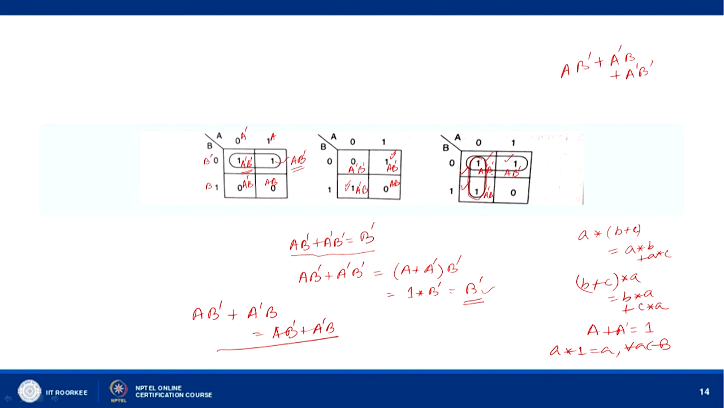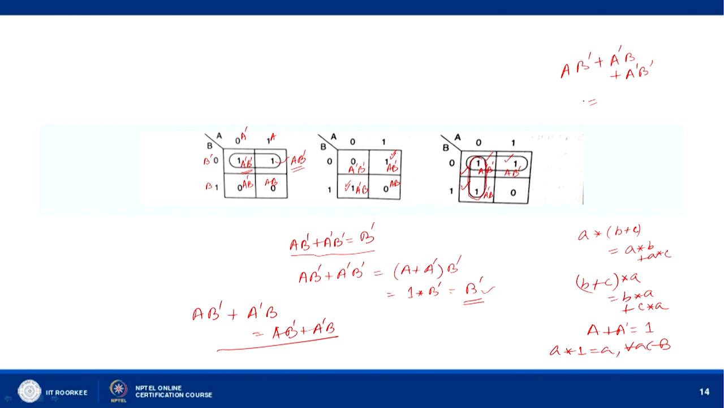Then here we see that b dash is the same in the min terms that they are representing. A is occurring here in the uncomplemented form, here it is occurring in the complemented form. So, a dash b dash, we have considered this loop, a dash b dash plus a b dash. When you find it, it will give you b dash, because a occurs in the complemented and uncomplemented form.